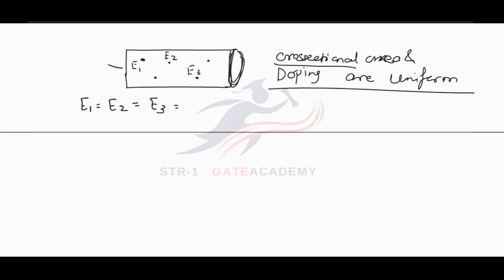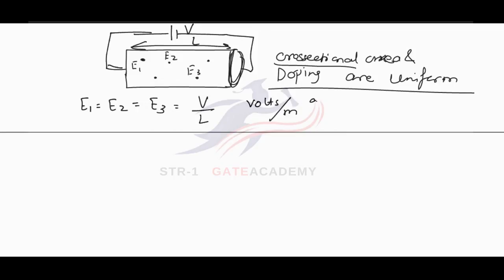This can be calculated as the total voltage applied to the material, that is V, divided by the length of the material, that is E equal to V by L, and the unit of electric field is volts per meter or volts per centimeter. Another important thing we will study is the mobility of charge carriers.